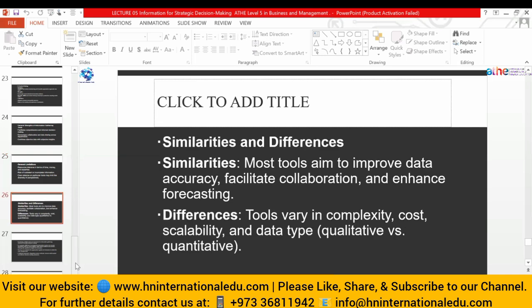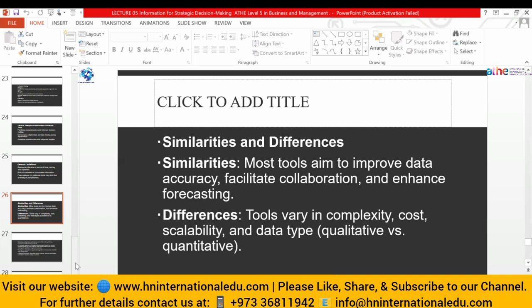Similarities and differences. Most tools aim to improve data accuracy, facilitate collaboration, and enhance forecasting. Now, this was the overall similarity of the tools and techniques for strategic decision making. Why? Because first, it helps in making the data perfectly fine for us, accurate, reliable. Then facilitate collaboration with the departments and forecasting. It can help us to see what we can achieve in the future. With that, the proactive measures are also there.